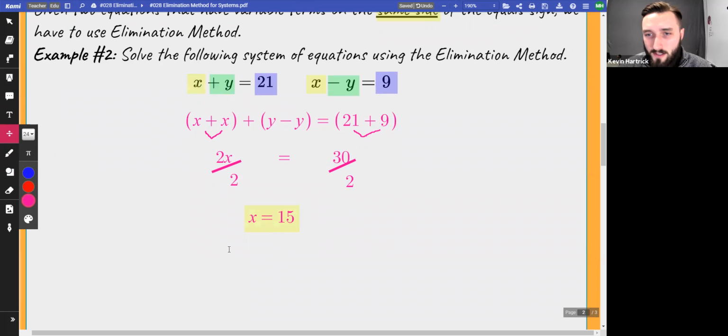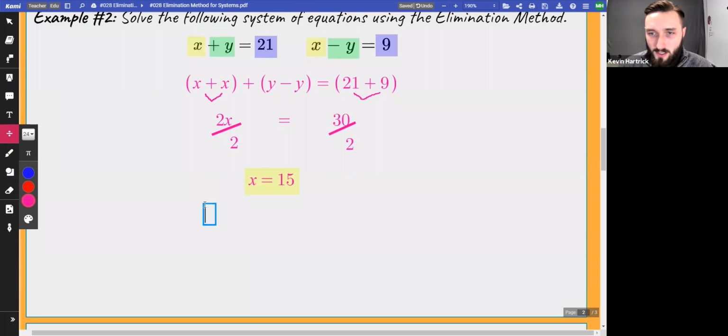How are we going to find it? Well, let's go back to one of the original equations and rewrite it. So I'll just take the first one, x plus y equals 21. I'm going to substitute in. So I'm still doing a little bit of substitution in elimination method, but not at the beginning. I'm only doing it at the end to find the other variable. So I'm putting 15 in for x. And now I just have to solve for y.